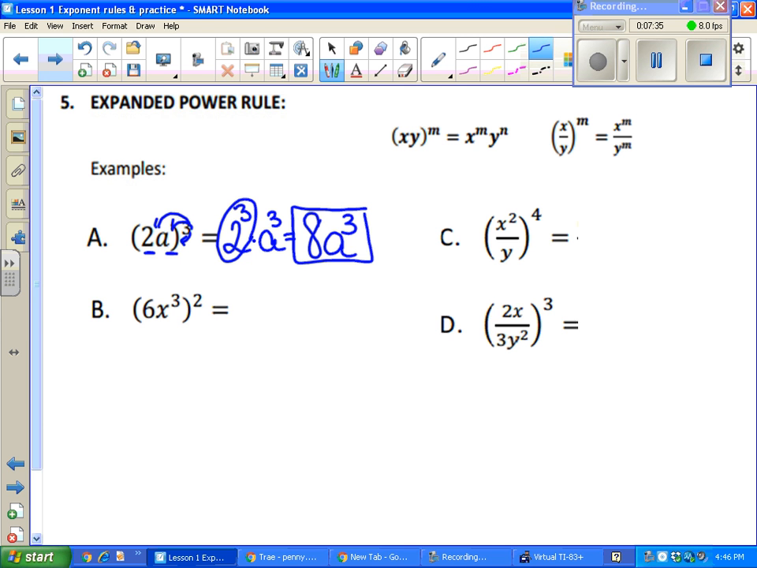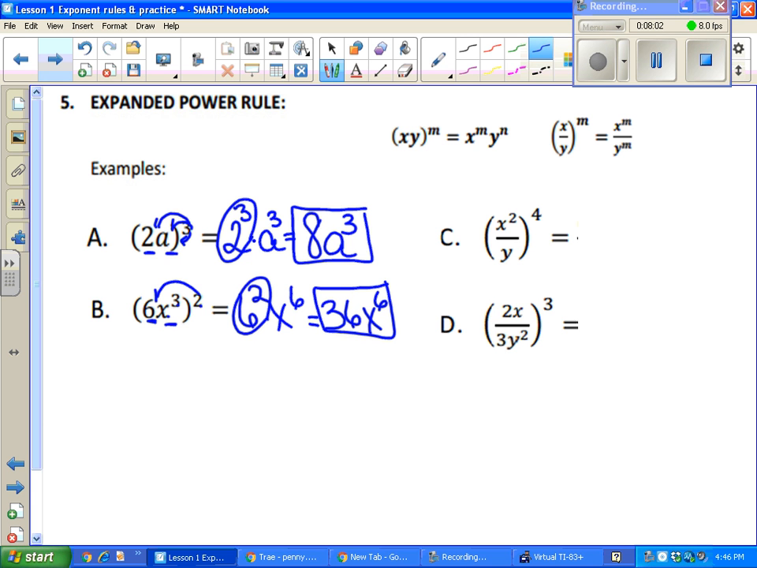Letter B, again, same thing. It goes to the 6 and the x. 6 to the 1st power has to have part of the exponent 2, 6 to the 2nd. X already has 1 power, and I'm raising it to another power, so when you have a power to a power, you multiply and get 6. Shouldn't be your final answer, because you can do something more with 6 to the 2nd, which is 36. X to the 6th, that's your final answer.